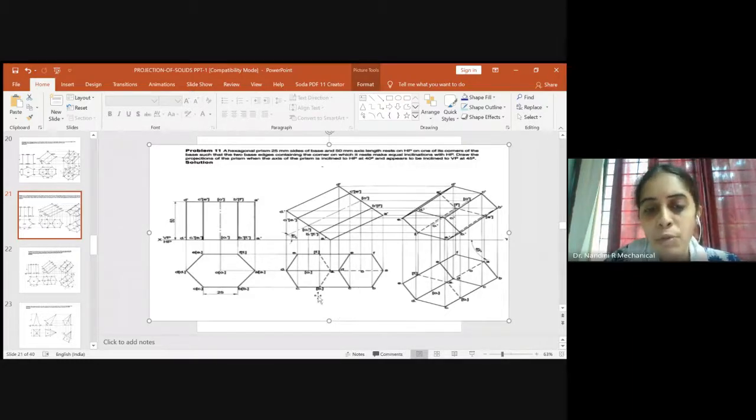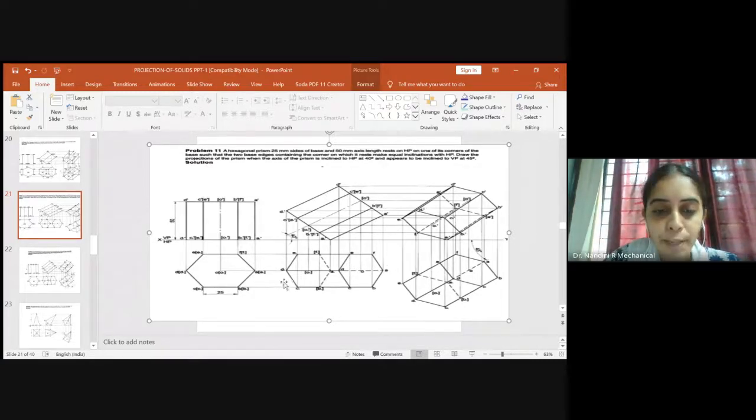For the top surface, you have A, B, C, D, E and F. So please start reading the locus for all these letters. The locus of A is meeting A dash at this point. So this is our point A. And the locus of B is meeting B dash at this point. So this is our point B. And then the locus of C is meeting C dash at this point. So this is our point C. Locus of D is meeting D dash at this point. So this is our point D. Locus of E is meeting E dash at this point. So this is our point E.